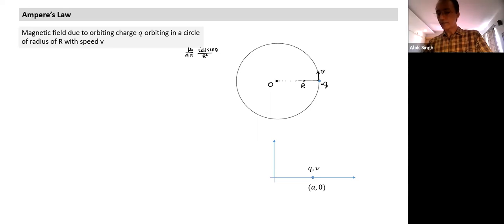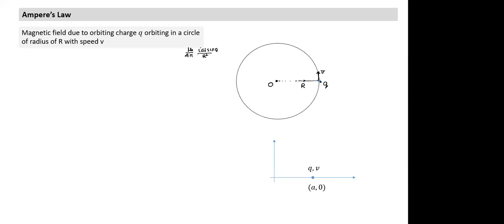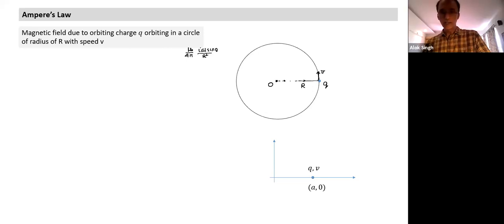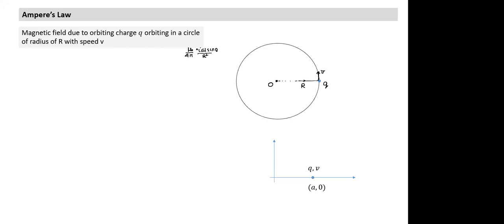And there's a definite reason. We have done something similar in the past. Think hard. Why would it be current? Where's the current here?